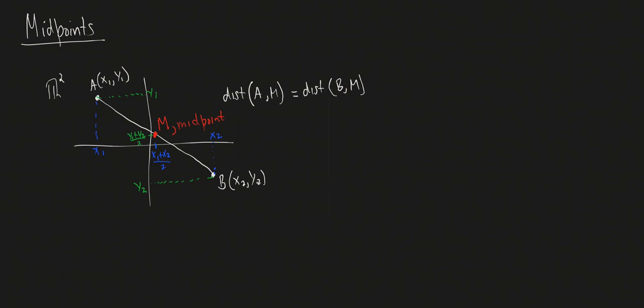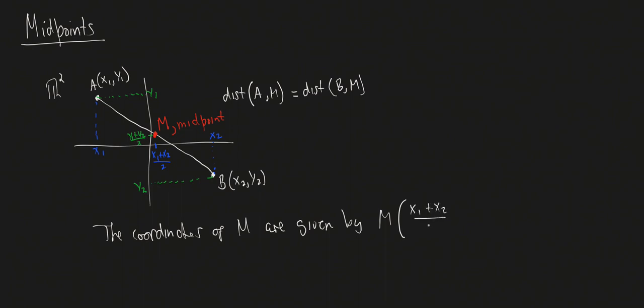So we have this nice formula. The coordinates of M are given by M equals, in parentheses, the average of the x endpoints and then the average of the y endpoints, and that gives you the midpoint of the line segment.